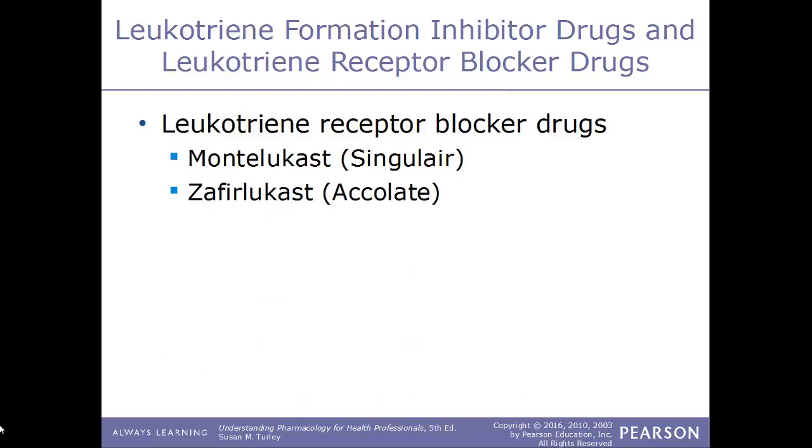Some examples of a leukotriene receptor blocker drug would be montelukast, which is the generic name of the brand name Singulair, and also zafirlukast, which is sold under the brand name of Accolate.